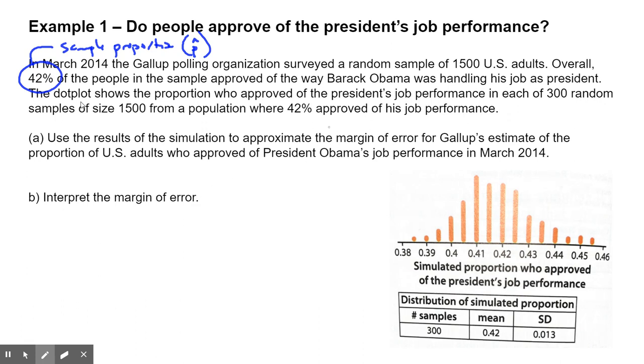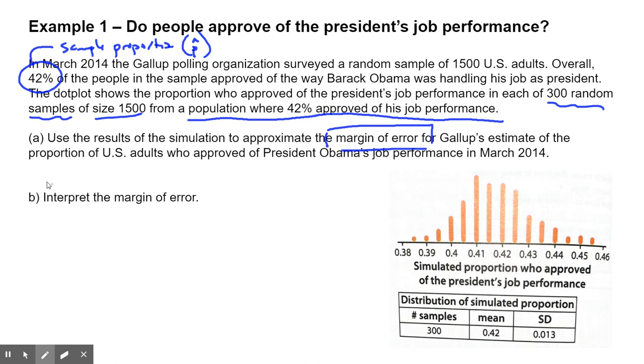So this is where we get a whole bunch of simulations. 300 simple random samples of size 1,500 from a population where 42% approved of the job performance. And again, this is assuming that our sample value is true. So we get this simulated distribution, okay? It says, use the results of the simulation to approximate the margin of error for the Gallup's estimate of the proportion of U.S. adults who approved of President Obama's job performance in March 2014.